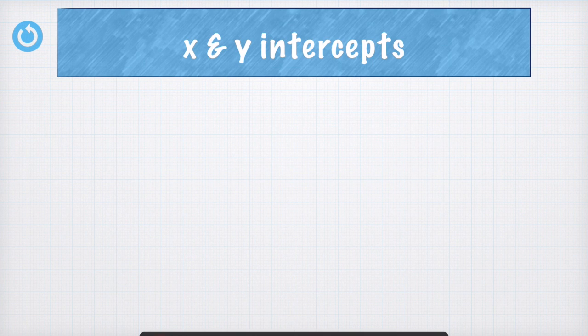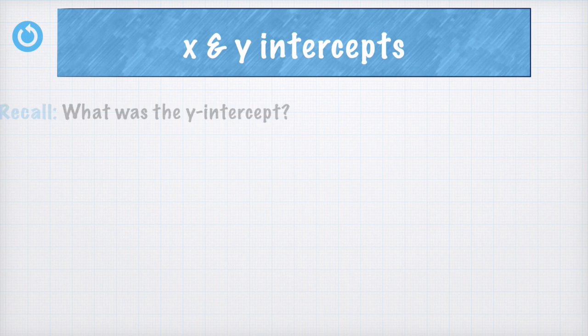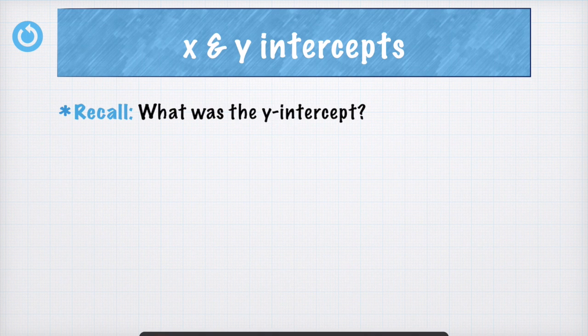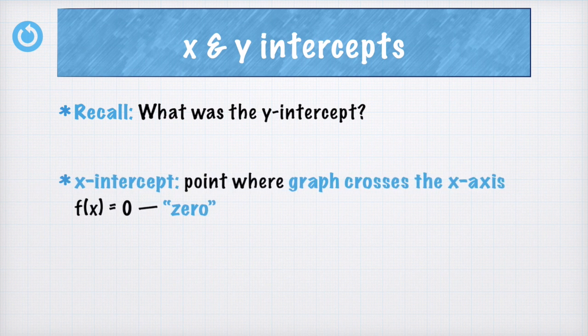And now we're going to do x-intercepts. X and y-intercepts. We're almost through it. We can do this. Our x and our y-intercepts, remember that our y-intercept was where it crossed the y-axis. So based off of that, we're going to say where we cross the x-axis is an x-intercept.